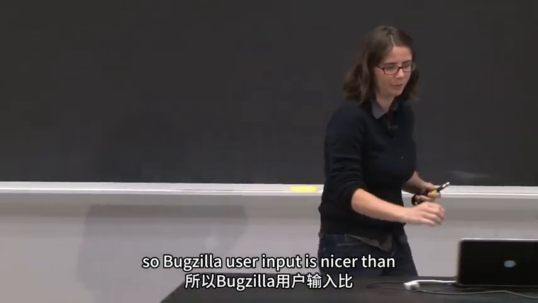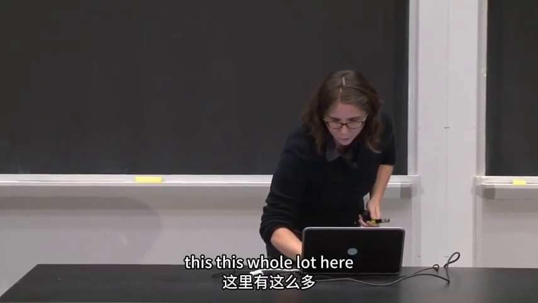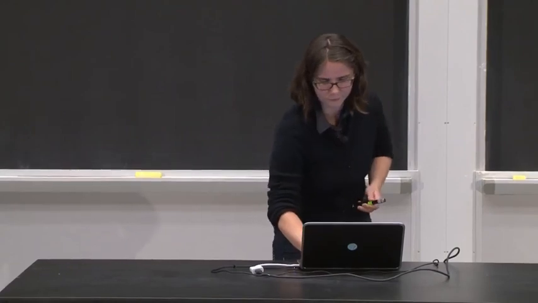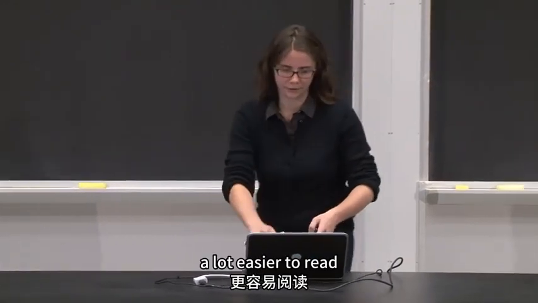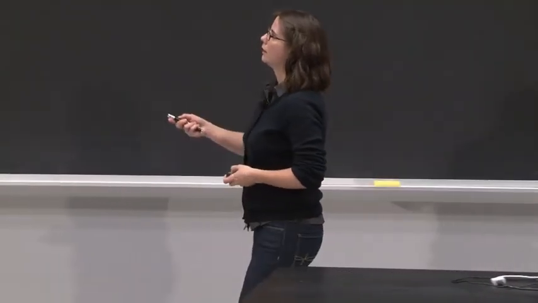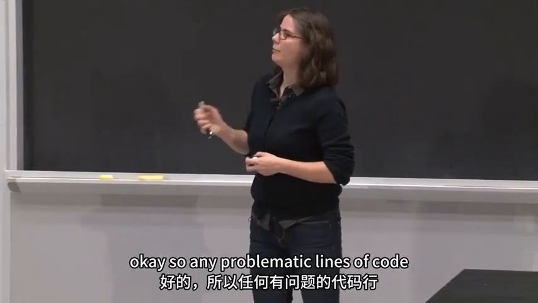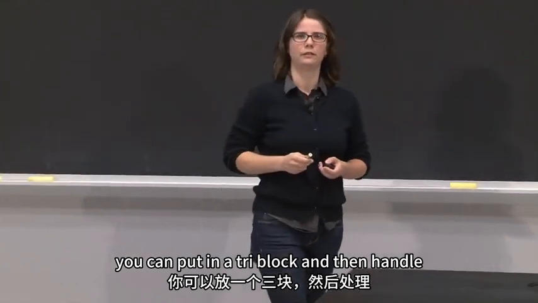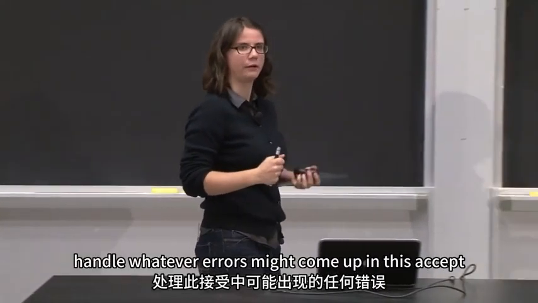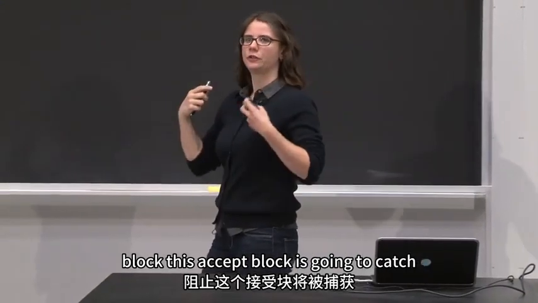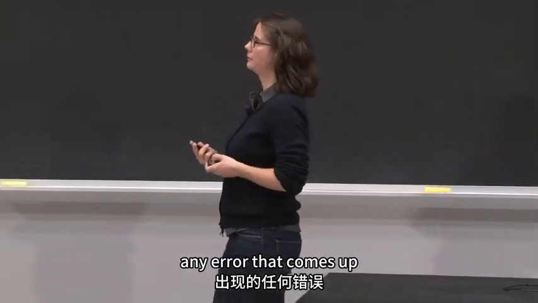So a bug in user input is nicer than this whole lot here, right? A lot easier to read. Okay, so any problematic lines of code you can put in a try block and then handle whatever errors might come up in this except block. This except block is going to catch any error that comes up, okay?